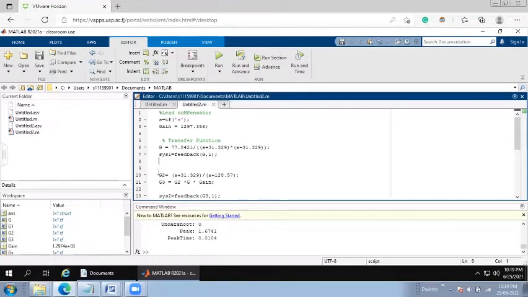The next thing which we had to do is to derive the control block, which is in the order S plus A upon S plus B. In order to make things easy, we have just used the numerator as S plus 31.329. This is the same as the denominator of the transfer function, so that it cancels out and we only have to calculate for theta in our calculations.